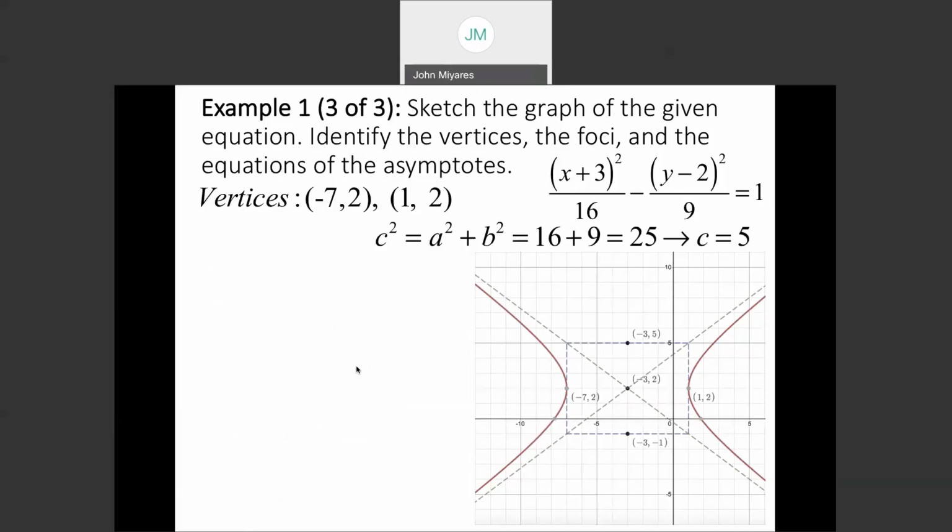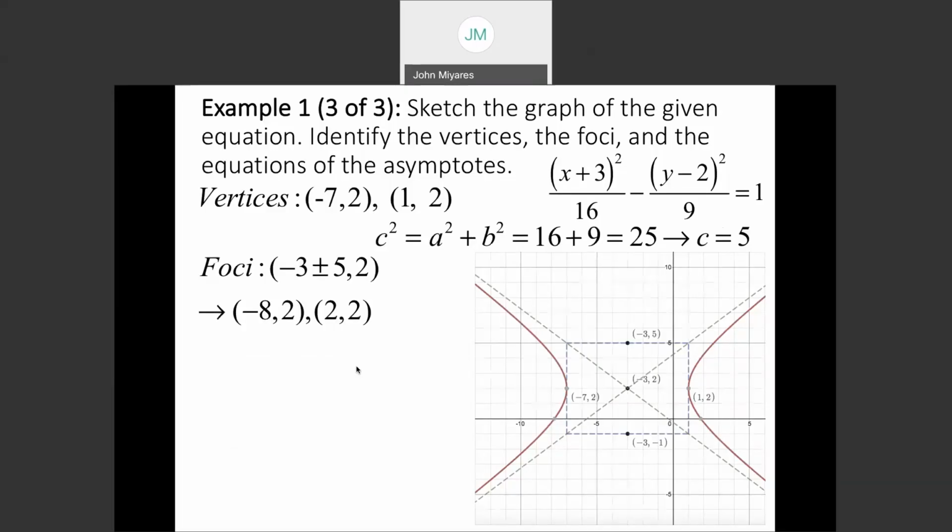As we showed back on slide 4, the formula to compute c in a hyperbola is c squared equals a squared plus b squared, which for this problem will be 16 plus 9, which equals 25. Then we take the square root of that to get c equals 5.